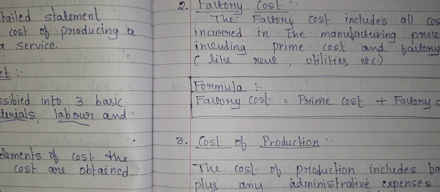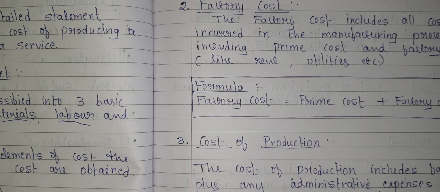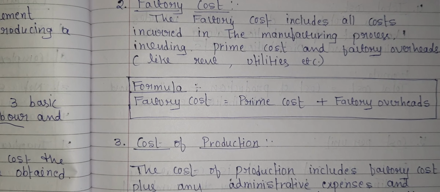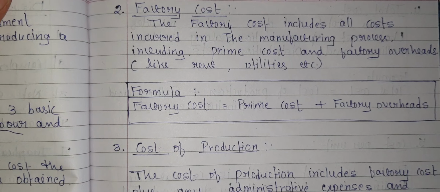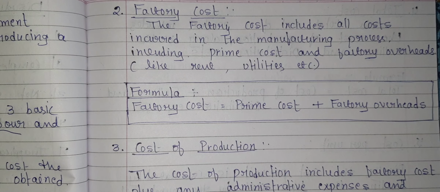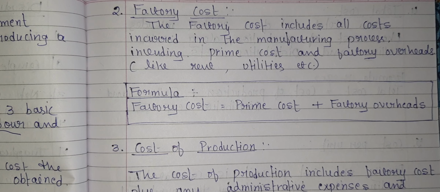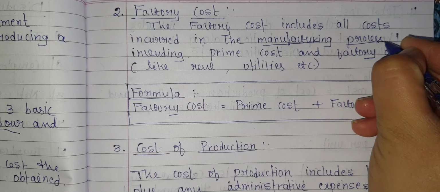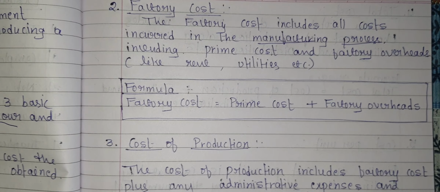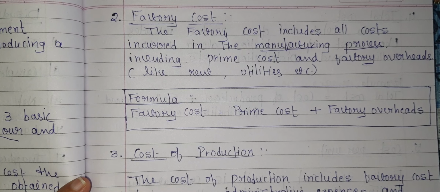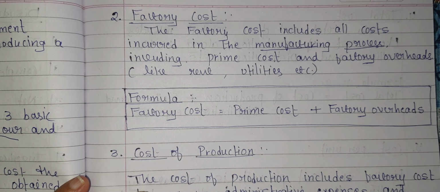Now, the second one is factory cost. These are the elements of cost sheet. Clear? First one is prime cost and second one is factory cost. Here, the factory cost includes all costs incurred in the manufacturing process, including prime cost and factory overheads like rent and utilities etc.